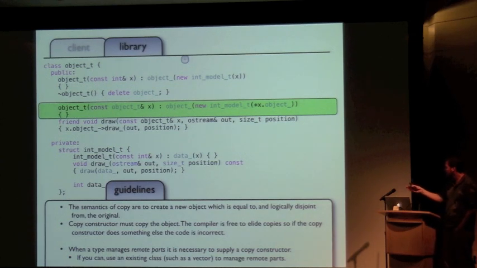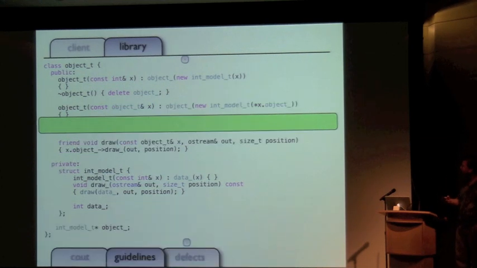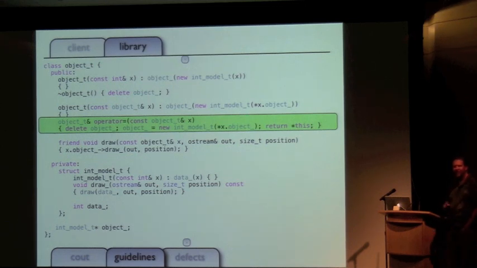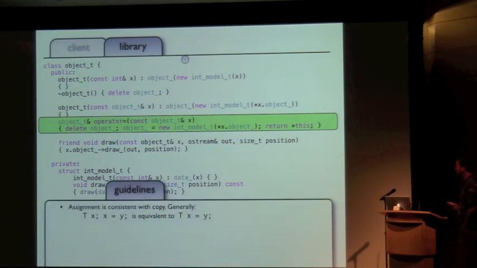When a type manages remote parts, it's necessary to supply a copy constructor. And if you can, use an existing class such as a vector to manage your remote parts for you. A vector has value semantics, so I could drop a vector in here, and then I wouldn't have to write that copy constructor. Okay, so now we need an assignment operator. I'll write my assignment operator like this. I've seen one of these assignment operators in a talk, and luckily the author did what I'm about to do. Who sees problems with this assignment operator? It looks pretty good, though. Assignment needs to be consistent with copy. Generally, if we default construct something and then assign, it's equivalent to making a copy.